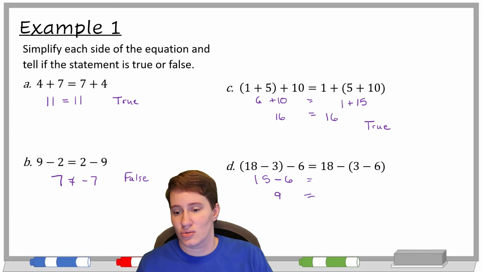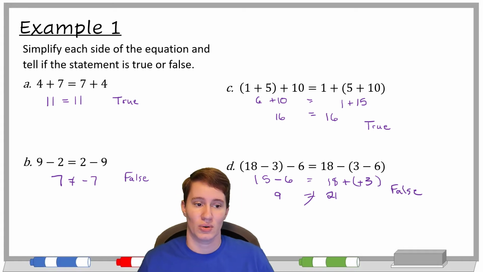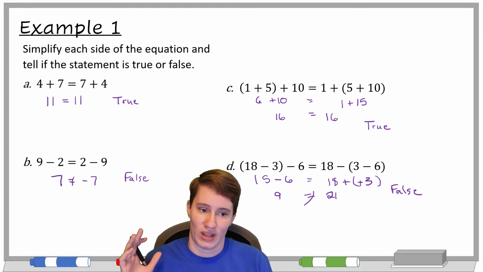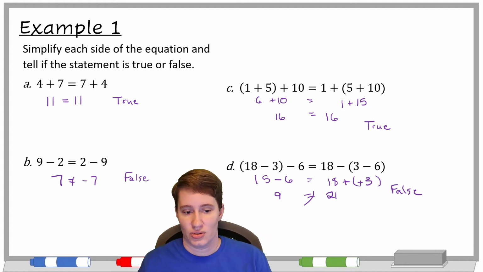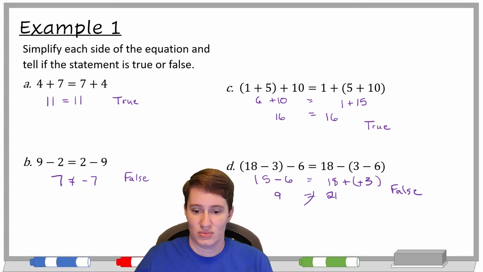But here we're saying 3 minus 6 first, which gives us negative 3. We're supposed to be minusing negative 3, which turns us into a plus. 18 plus 3 is 21. Those are not equal, so that is false. So again, we're seeing, hey, the commutative and associative property, true for addition, not true for subtraction. So let's take a look at a few more.